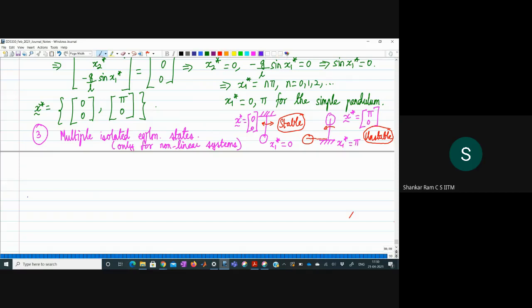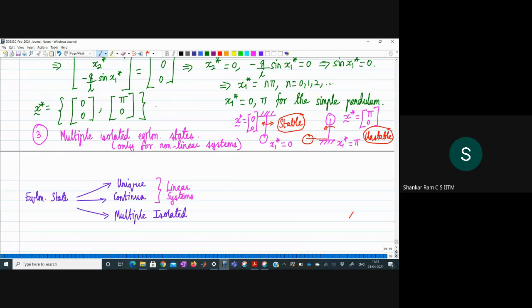To summarize what we have learned about the concept of equilibrium state, we can have a unique equilibrium, we can have a continuum of equilibrium states, or we can have multiple isolated equilibrium states. The first two are applicable for linear systems.